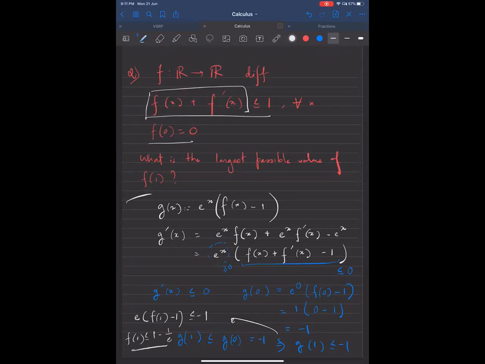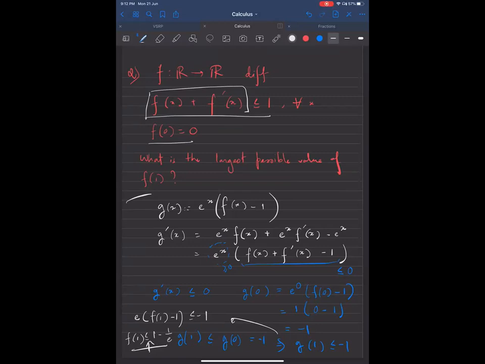Now, when will the inequality hold? f(x) equals e to the power x minus 1 by e to the power x. How to find that? We are given that f(1) should be less than or equal to e minus 1 by e, so we just put 1 and get e minus 1 by e. So e to the power x minus 1 by e to the power x satisfies it, I guess. And then we can also put it in the differential equation.